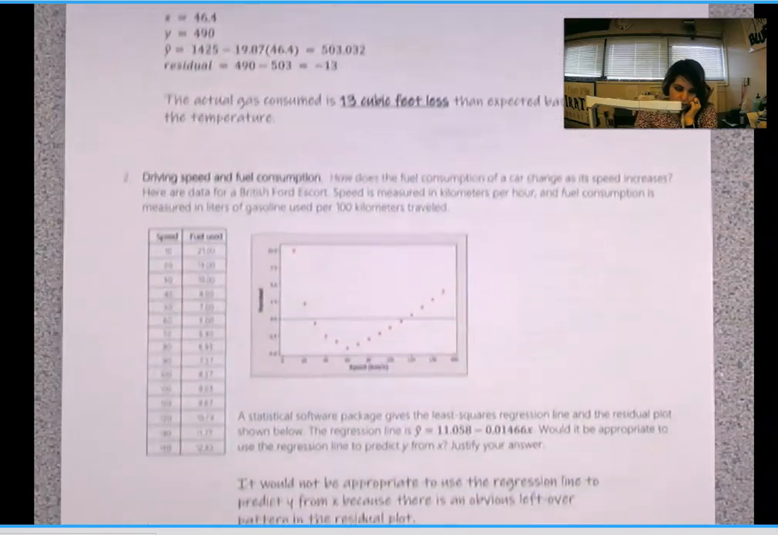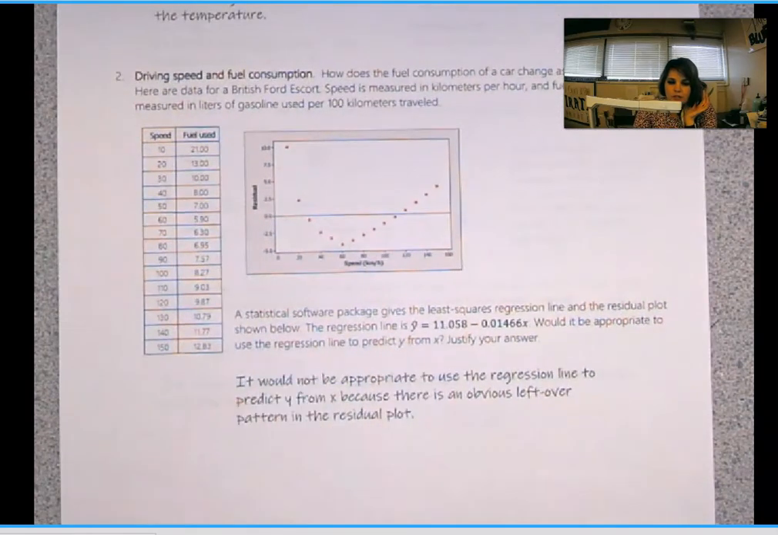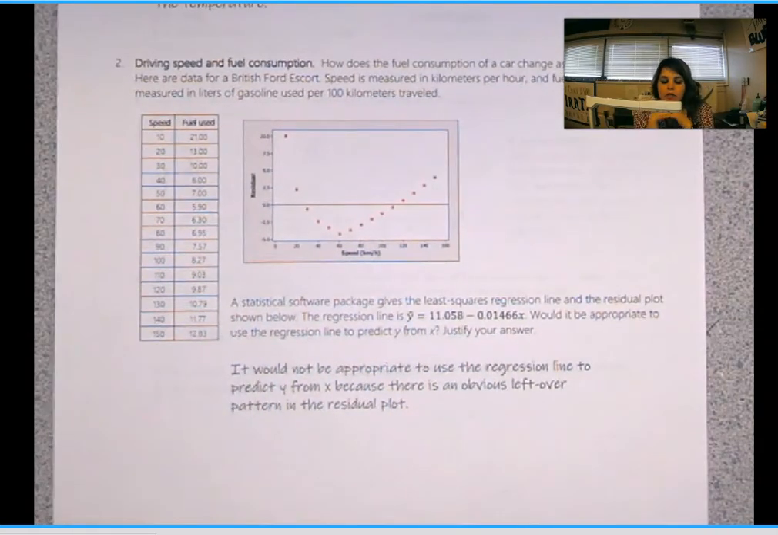Number 2, would it be appropriate to use the regression line to predict y from x? So we've talked about this before. We want to use the prompt as best we can to answer our questions. So you do have sentence frames that will help you through answering questions like this.